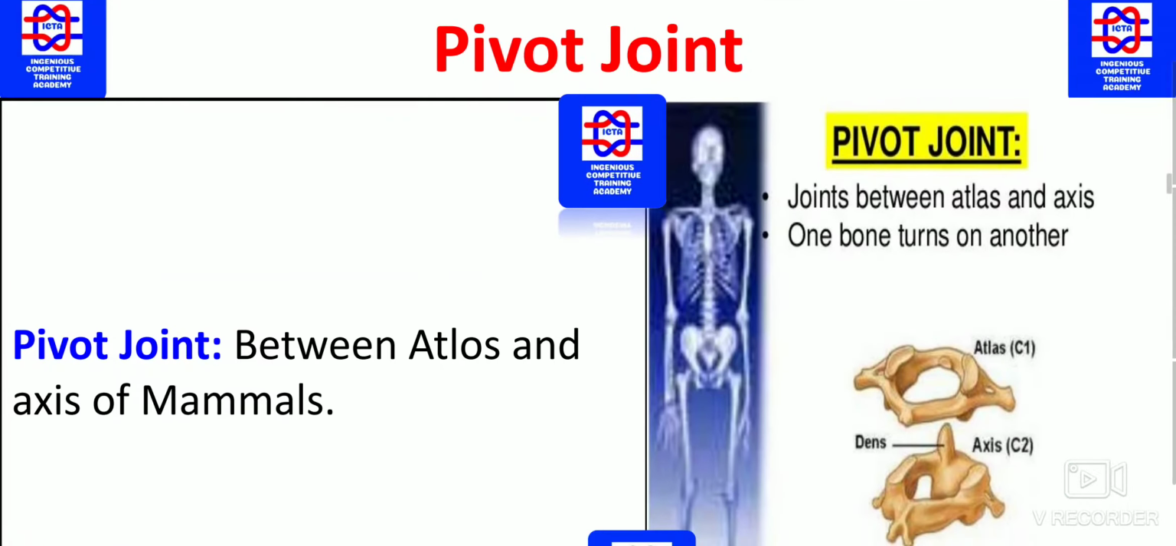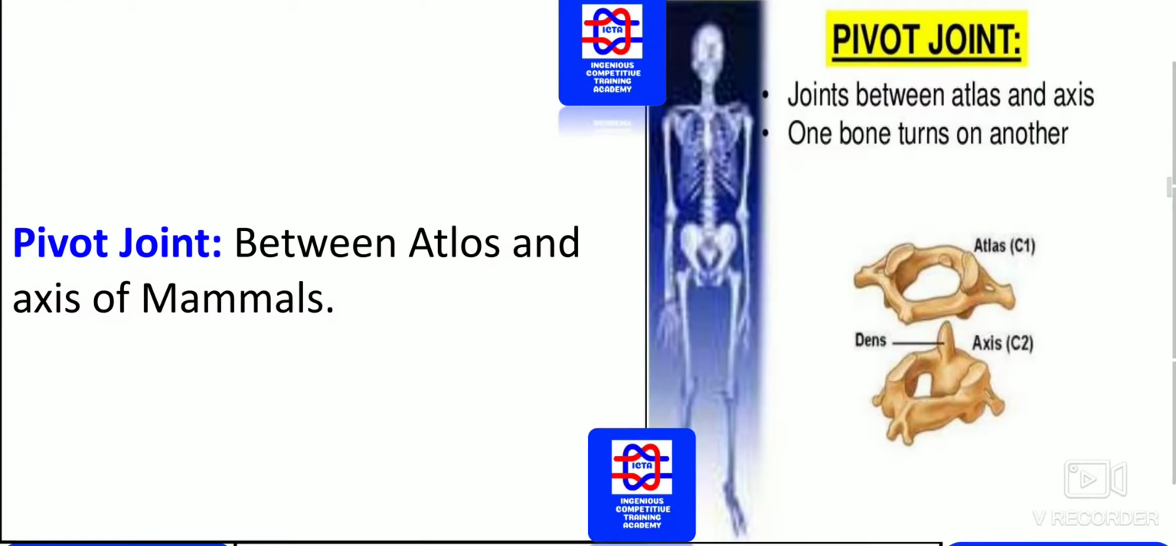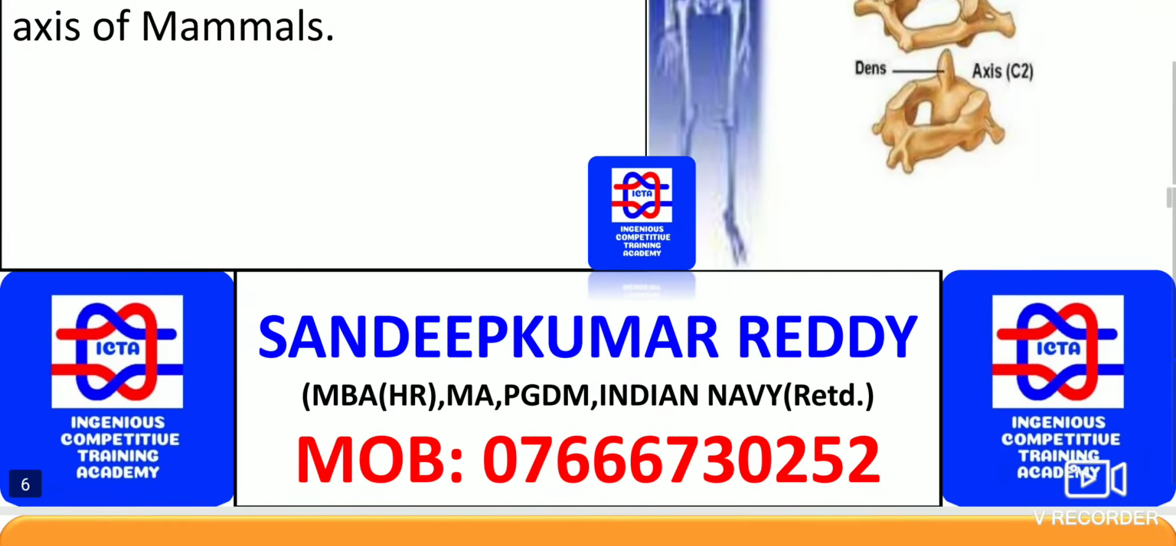Next we have the pivot joint. The pivot joint is found between the atlas and axis of mammals. You can see how the atlas and axis look, where one bone turns on another. You can go through the figure that has been given.